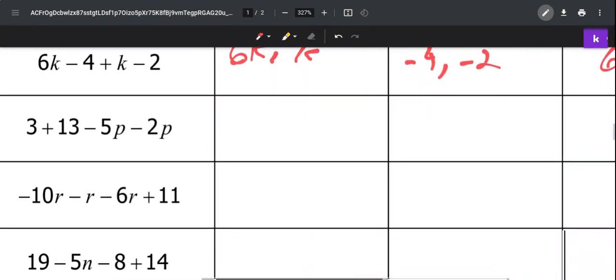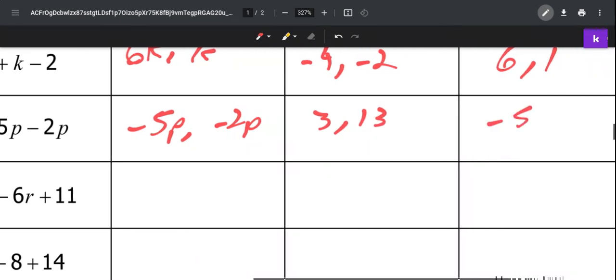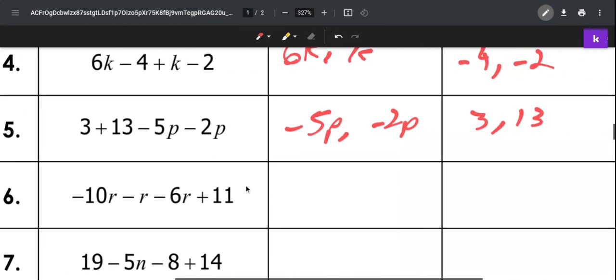Let's see. That would be -5p, -2p, 3, 13, -5, -2. All right. That should be good. I think if you know how to do those, you'll be all right.